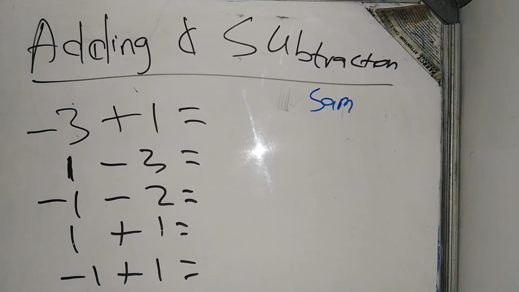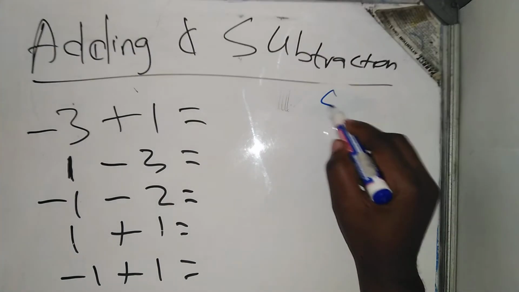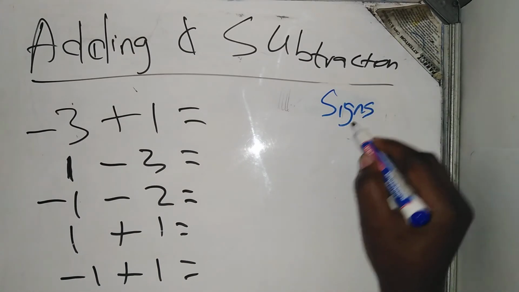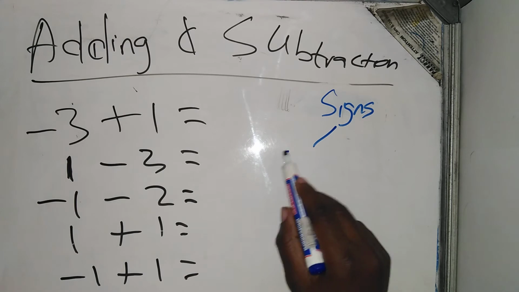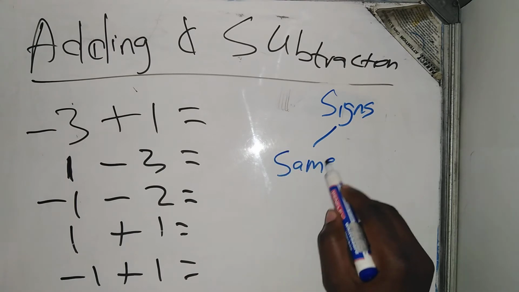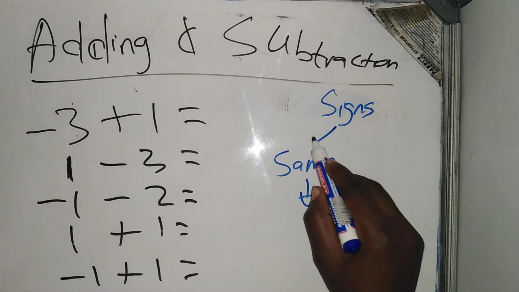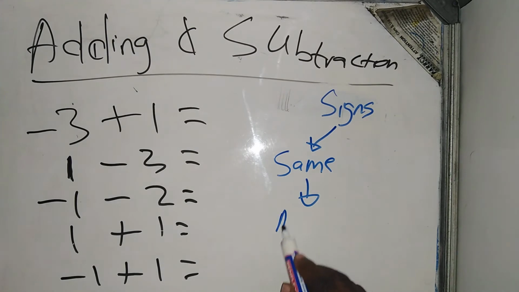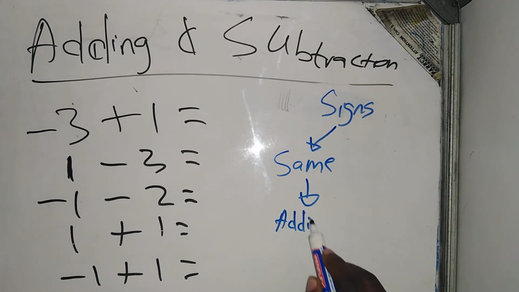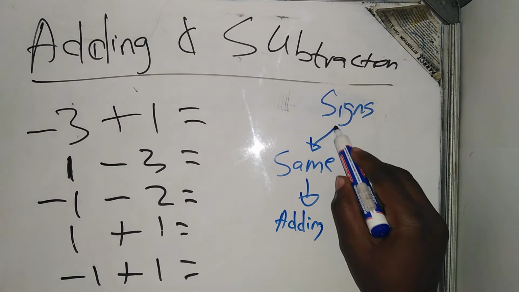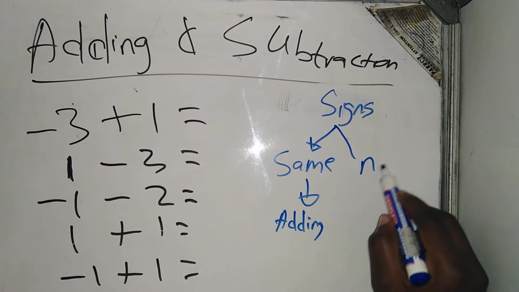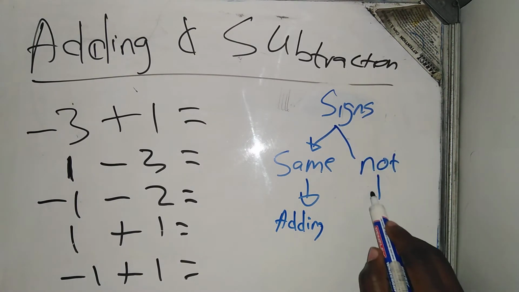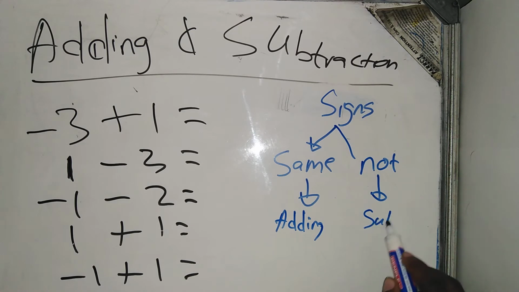So let me just write it properly. So you've got signs, and then once your signs are the same, that means that you are doing what? You are adding. And then if the signs are not the same, then what do you do? You subtract.